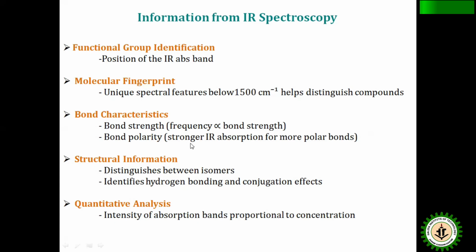polarity of the bond. And also we can distinguish between different isomers, because isomers have different masses, and that is why they will have different vibrational frequencies and they will absorb different IR frequencies. We can also identify whether there is hydrogen bonding or not from the width of the IR absorption band. Apart from all this information, IR spectroscopy can also be used for quantitative analysis.